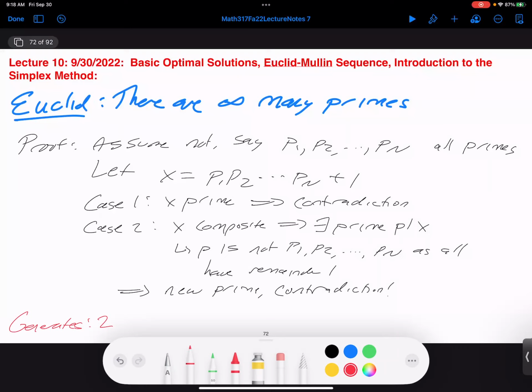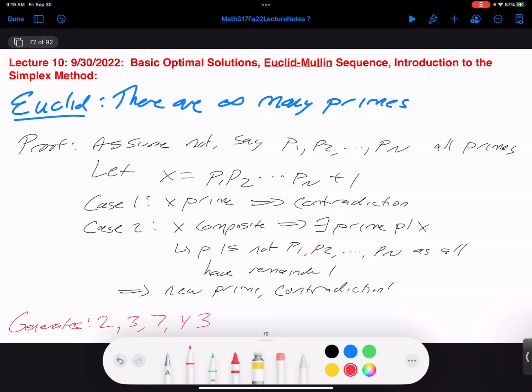It's prime. Let's apply this again. Let's multiply all the numbers on our list. 2 times 3 is? Plus 1 is? It's prime. Let's take all the primes on our list. 2 times 3 times 7. What do we get? Add 1 and you get 43. We have a lot of data points.